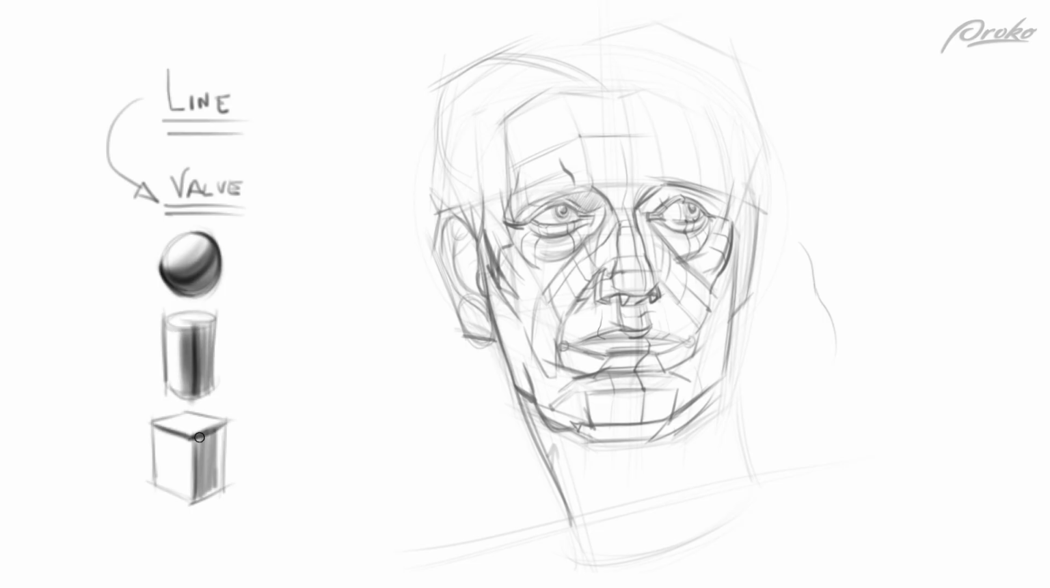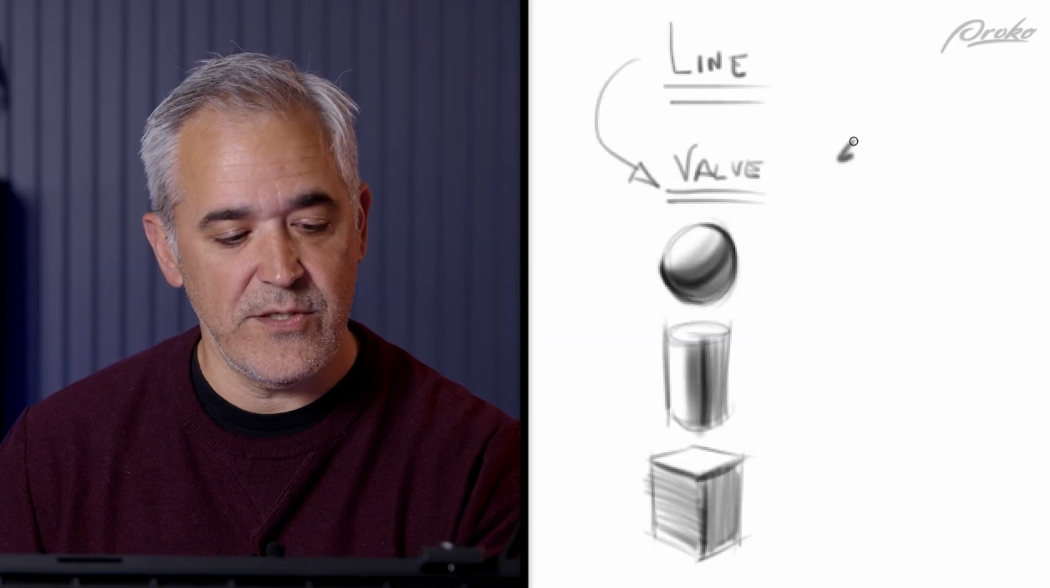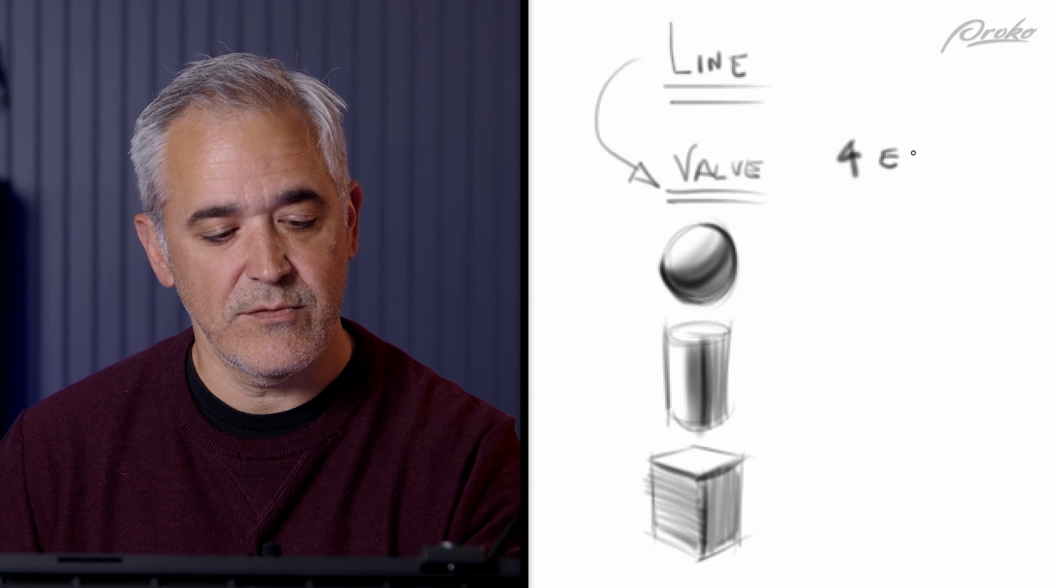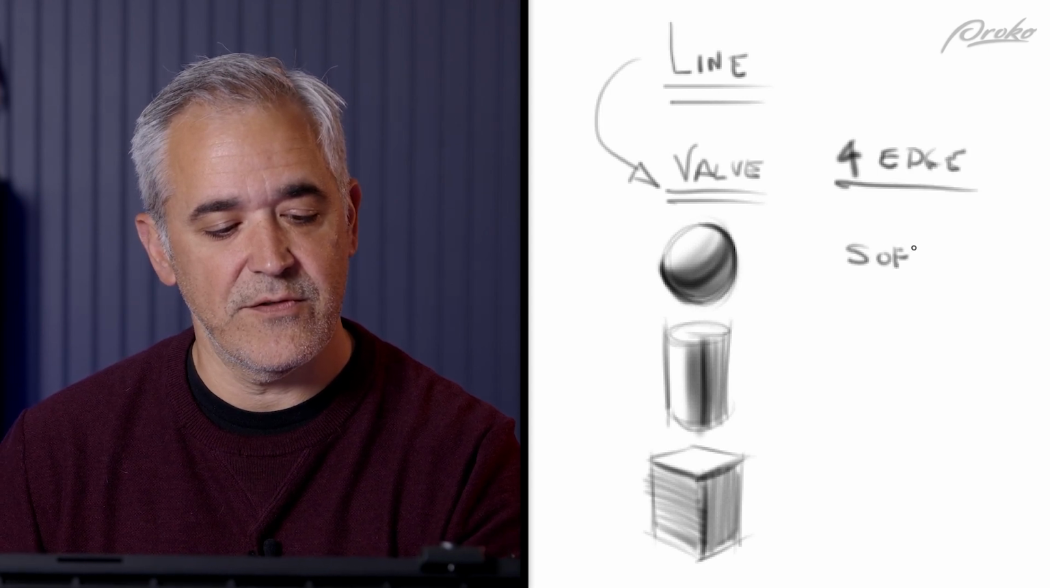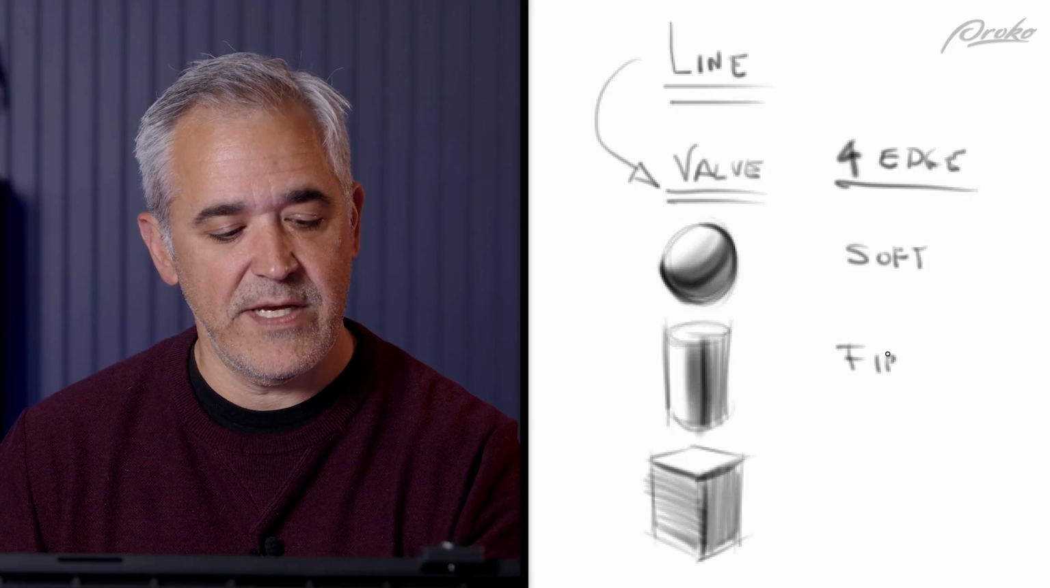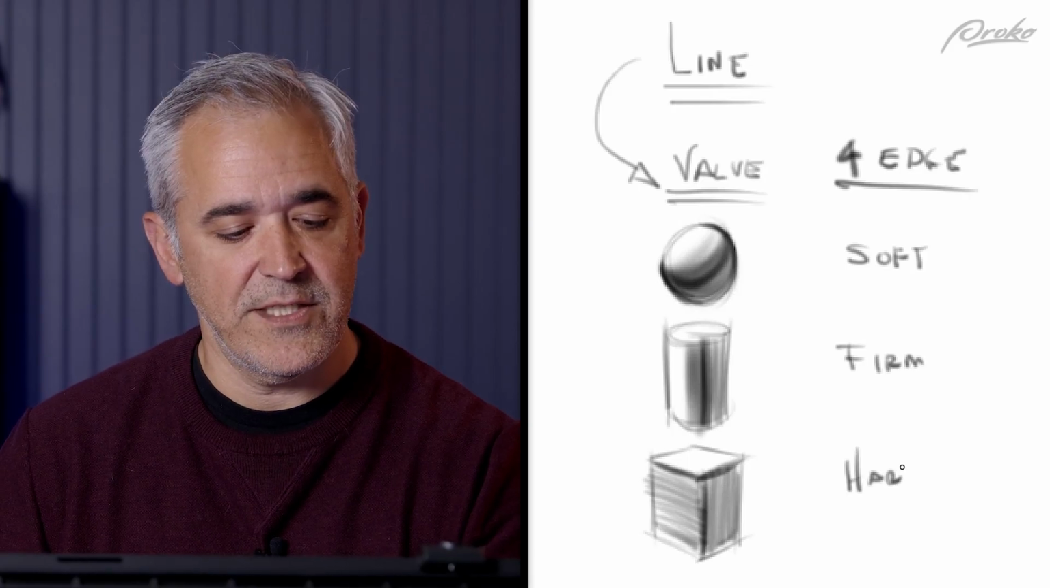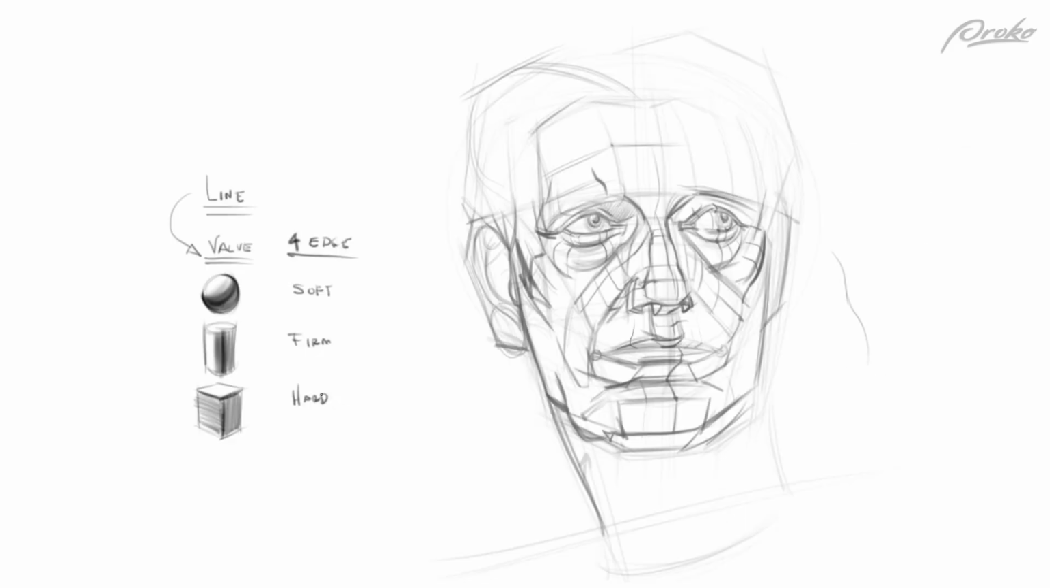And the way that I'm going to do that is by associating edge instead of, or in supplement to line. So the edges that I'll be using as I start to work through this: I think of a soft edge for spheres, a firm edge for cylinders, and a hard edge for boxes. So why? What's the reasoning for that?